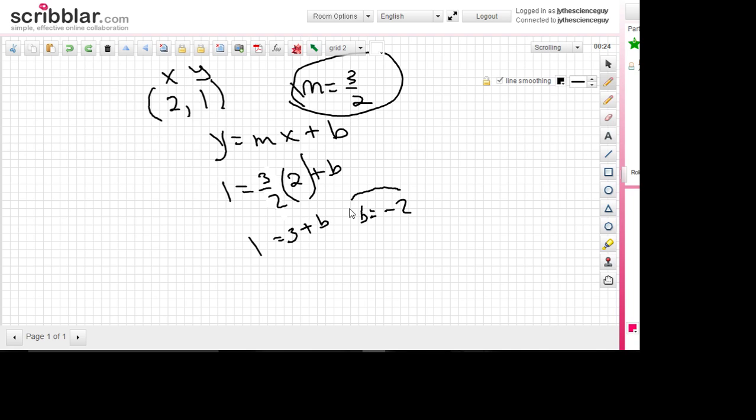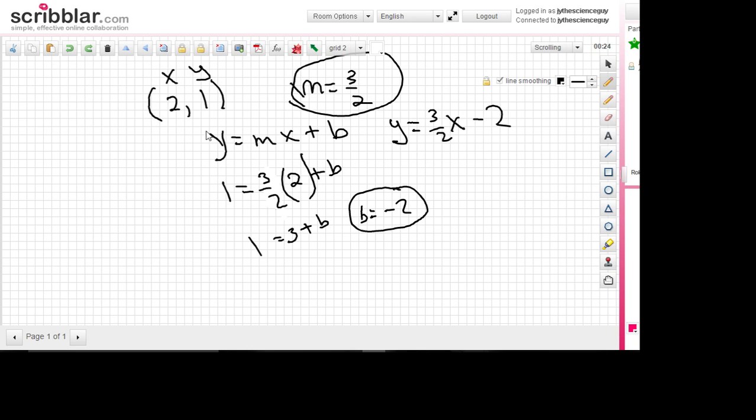Those are the two most important numbers again. And then I just substitute them back into the original equation. Your x and the y are going to stay exactly where they are because I don't have numbers for them anymore. So that's y is equal to 3/2x minus 2. So that would be the equation for your line.